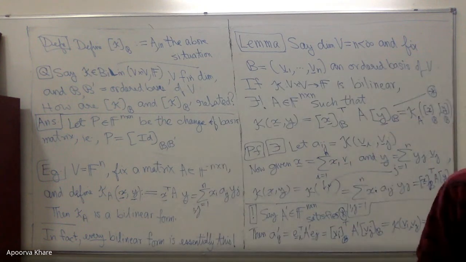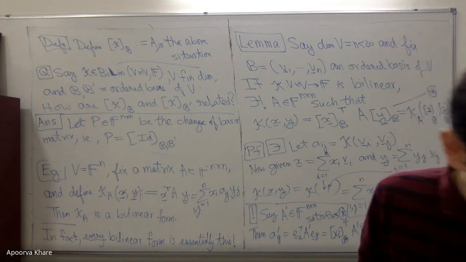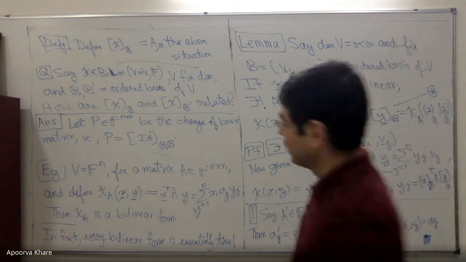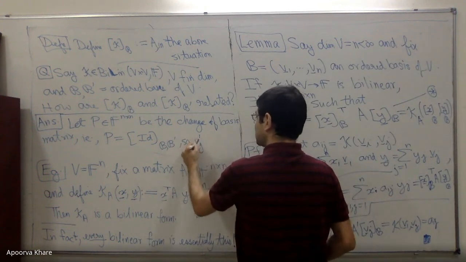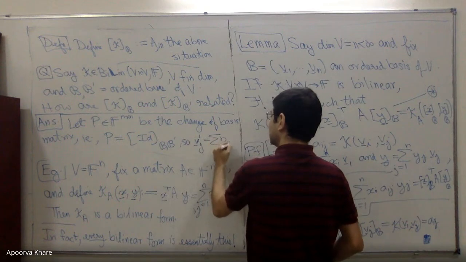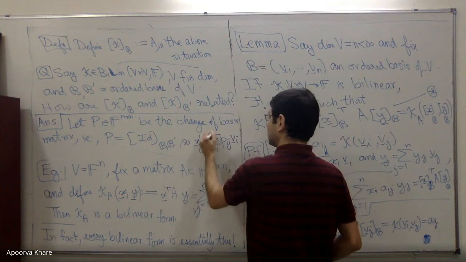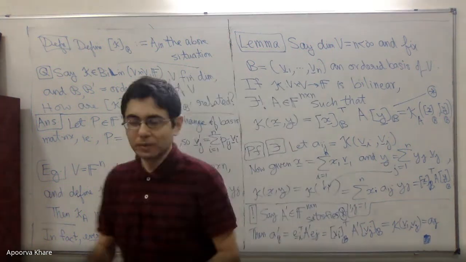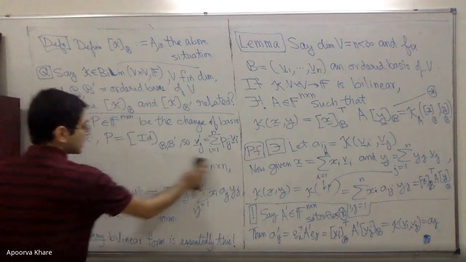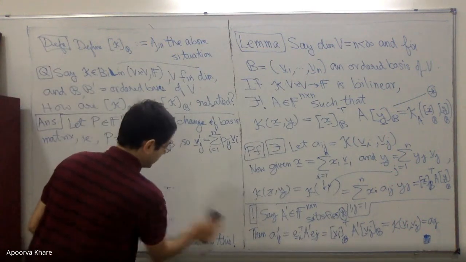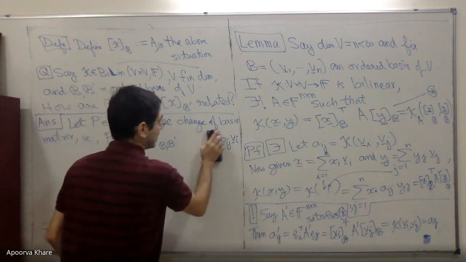Okay, and now let's write down some calculations. So what does this mean? It means that if I take v prime j, this is the summation of P_ij v_i, where i goes from 1 to n. Of course, I didn't write down that the v prime j's are the B prime and the v_i's are the B. I'll write that down.